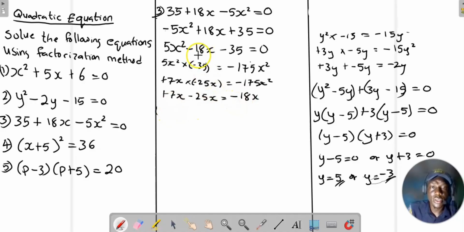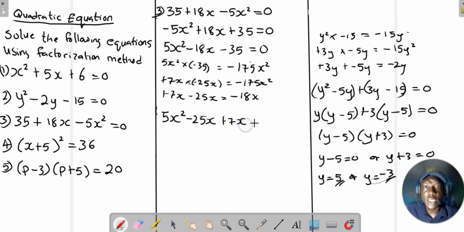We are going to replace minus 18x with those two numbers. Replacing them, you have 5x squared minus 25x plus 7x minus 35. That's the constant. You bring down the constant, minus 35, is equal to 0. Then now you can group. After grouping them, you now factorize.